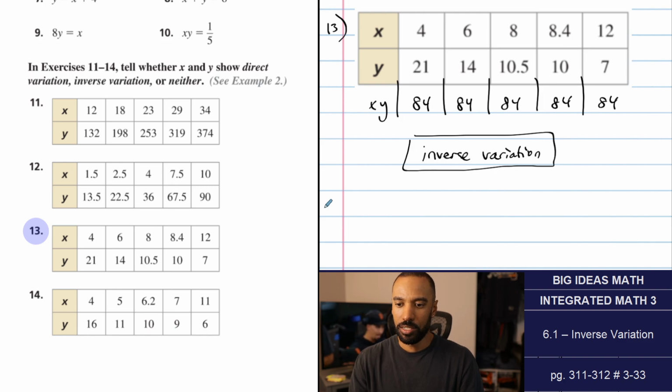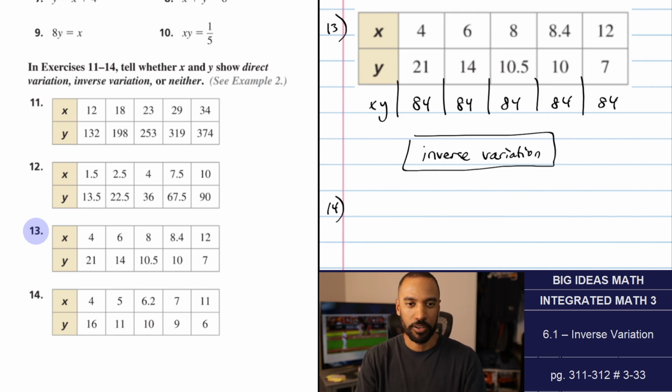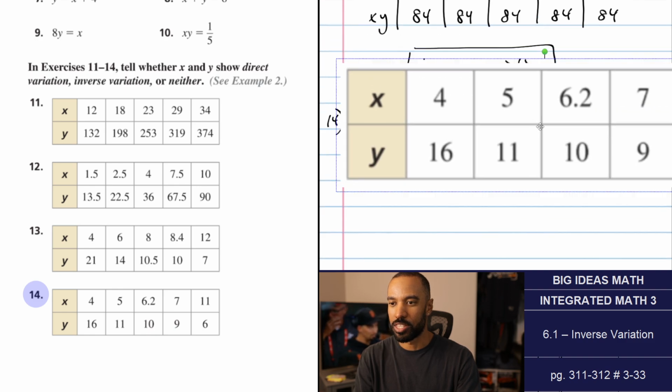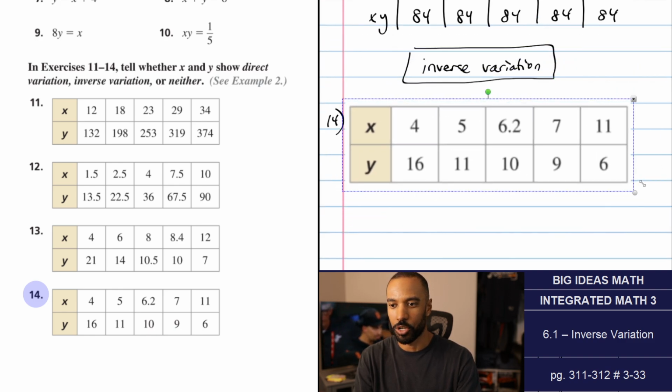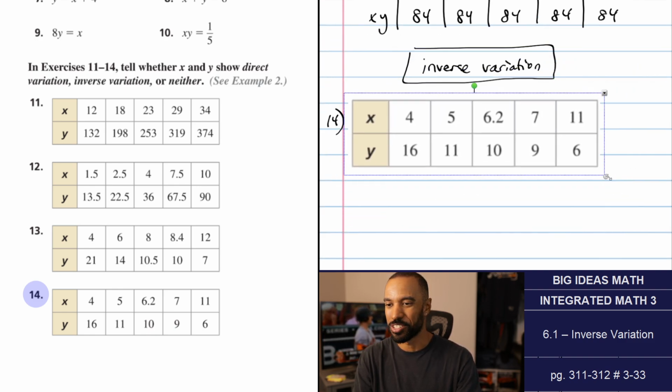And then number 14, fingers crossed we get a neither case. I mean, it's more work for me, but actually, it's less work for me if it is, because that means I can only test something until it breaks. So fingers crossed we get a neither case.